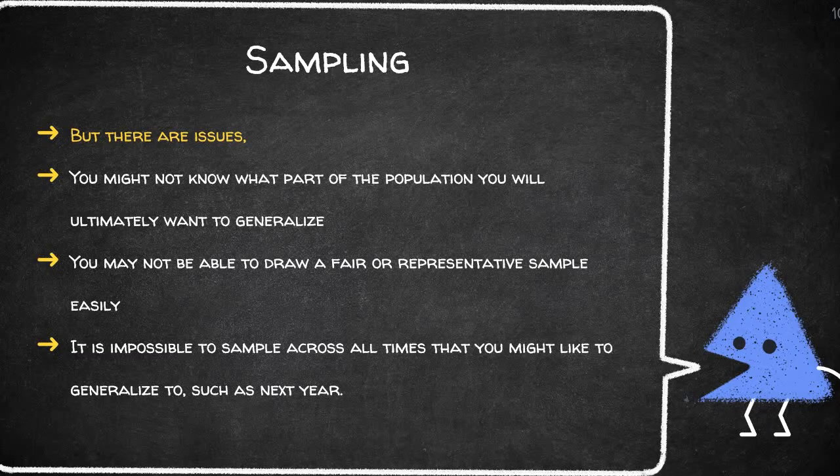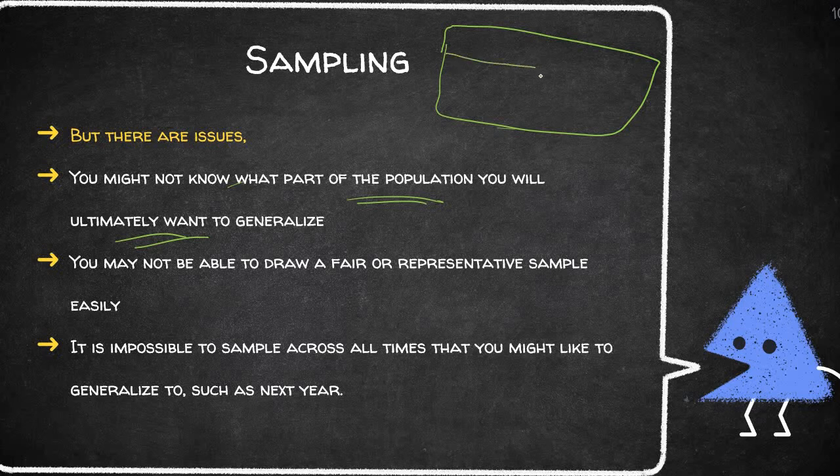But then there are issues. We might not know what part of the population we ultimately want to generalize to. The population is so huge and we might not be interested in that universal set, so to what extent, what part of the population do we want to generalize to? So this is one question. How good is it for a part or the whole?